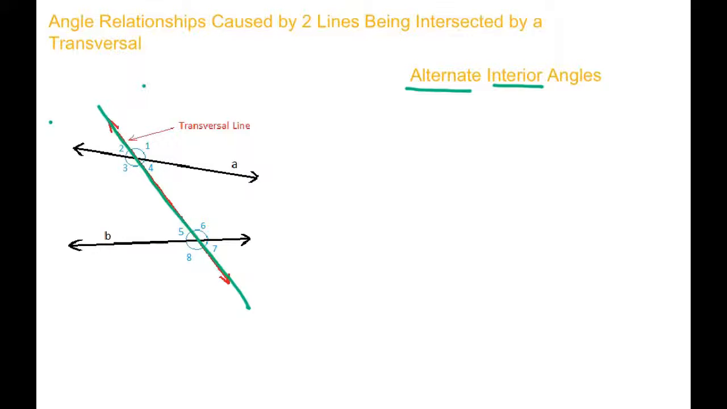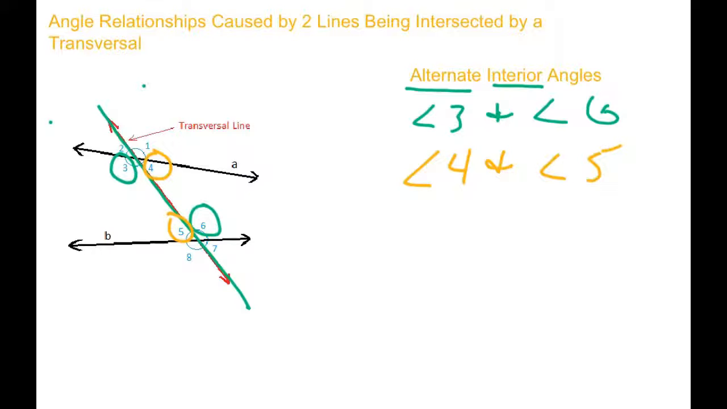All right, so now let's take a look. Alternate interior, that would be angle 3 and angle 6. They would be alternate interior angles. It's a pair because they're both interior angles and they're on different sides of the transversal. So angle 3 and angle 6 are alternate interior angles. Okay, they're not the only ones though. We also have angle 4 and angle 5. They're both interior and they're on alternate sides of the transversal. So we get 2 pairs of alternate interior angles.